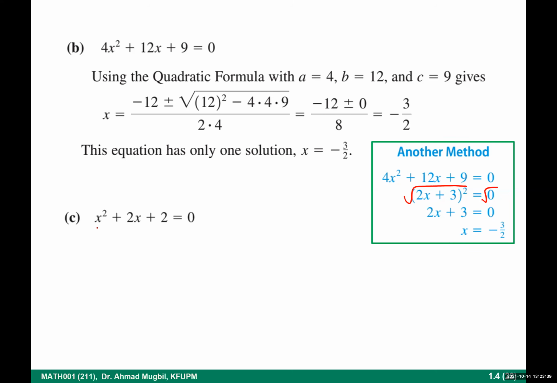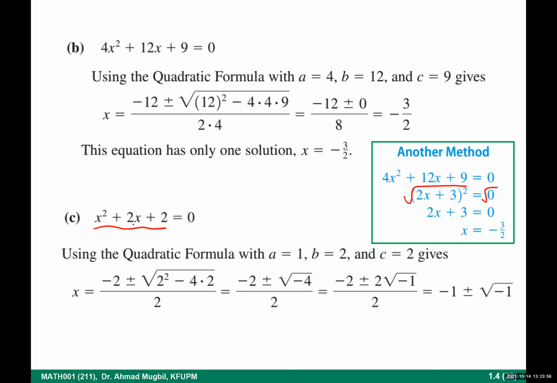Can you factor here? No. There are no 2 integers whose product is 2 and whose sum is 2. So now, why should I complete the square? I will use the quadratic formula. If I complete the square, I will get the quadratic formula at the end. But no problem. If you want to complete the square, you can do that. Why not? But it is shorter to use the quadratic formula.